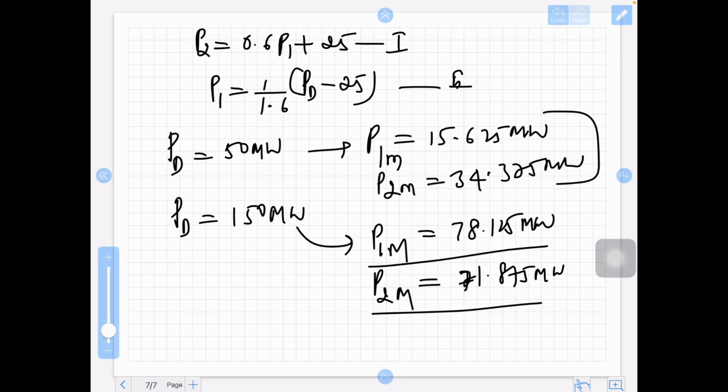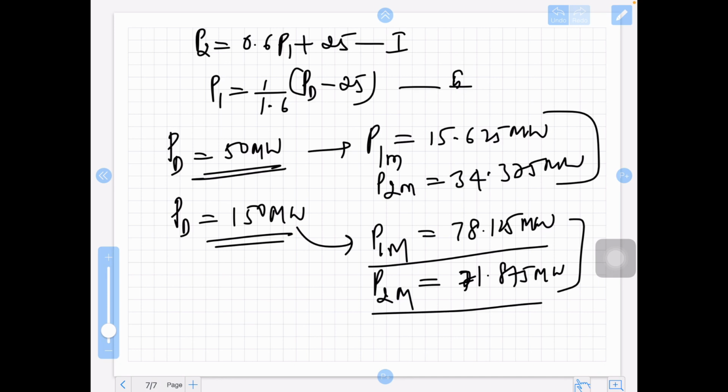Just two equations, two unknowns. You change the PD value to 50 megawatt or 150 megawatt, and correspondingly you find P1 minimum, P2 minimum, P1 maximum, P2 maximum. These are very simple: two equations, two unknowns, with two different PD values. So this is how we can find the economic generation at different loads.